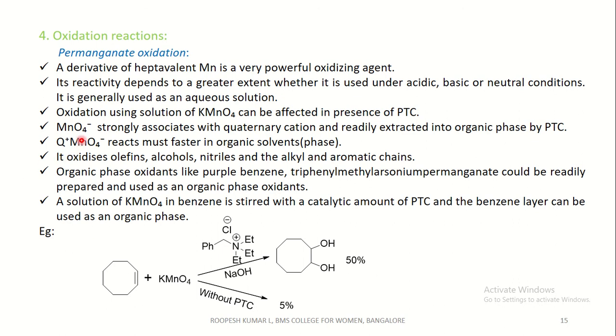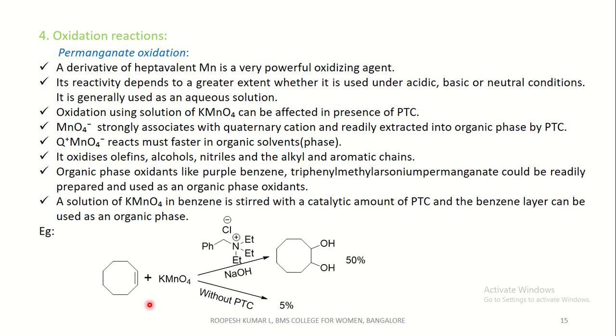This is a quaternary cation, that is a PTC with a positive charge, which strongly associates with the permanganate ion. This is the PTC with the permanganate form. It reacts much faster in the organic phase. This PTC with permanganate form oxidizes olefins, alcohols, nitriles and alkyl and aromatic chains. Organic phase oxidants like purple benzene, triphenyl methyl or sodium permanganate could be readily prepared and used as organic phase oxidants. A solution of potassium permanganate in benzene is stirred with a catalytic amount of PTC, and the benzene layer can be used as an organic phase.